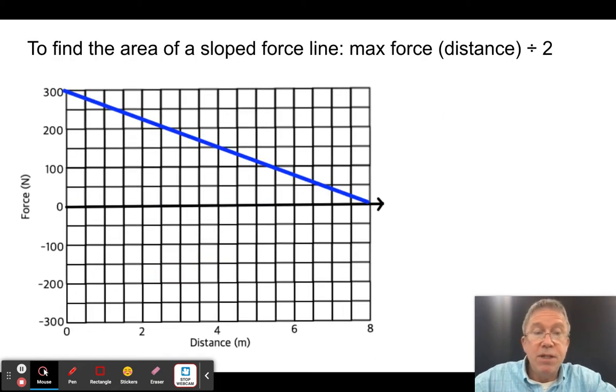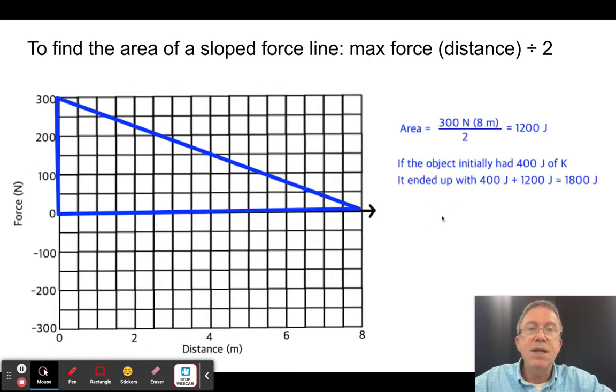Now, this should be something we're pretty comfortable with at this point. If the force is going down at a constant rate, as it is here, I have this slope. Then if I want to find this area, it's just going to be the maximum force times the distance divided by 2. All right. So in that case, I have 300 times 8 divided by 2. That gives me 1,200 joules.